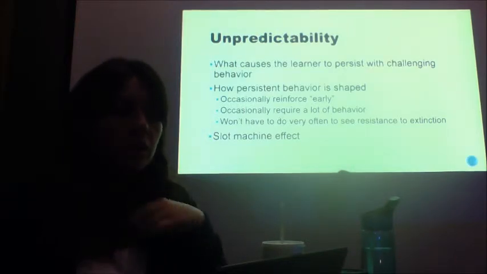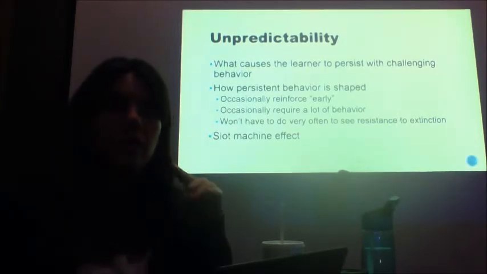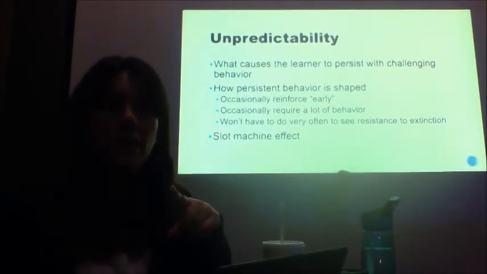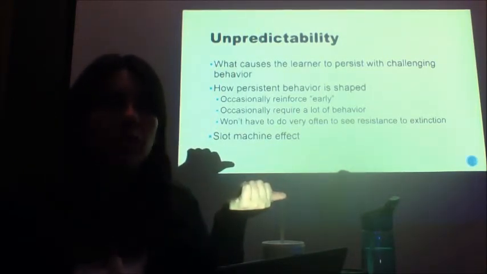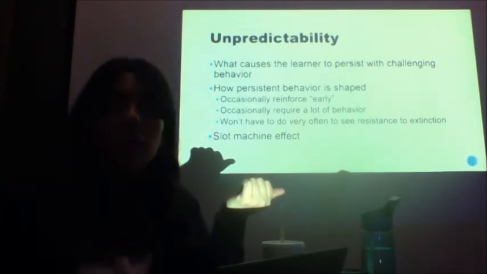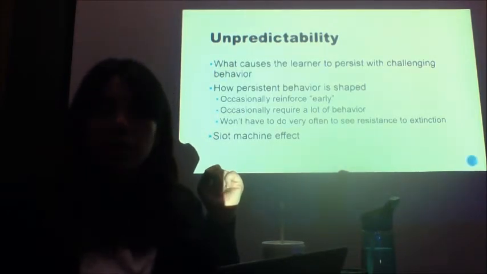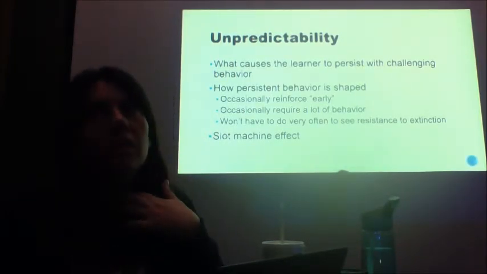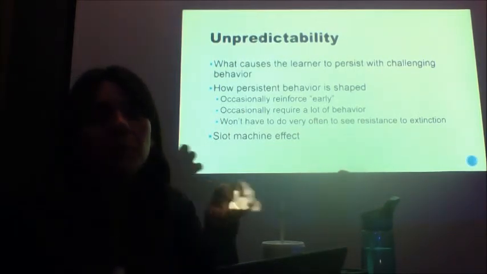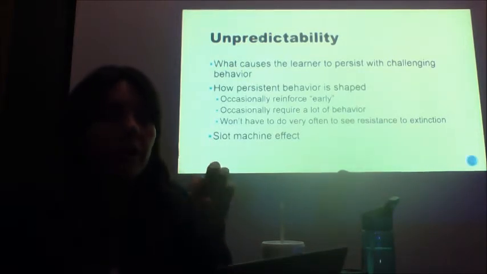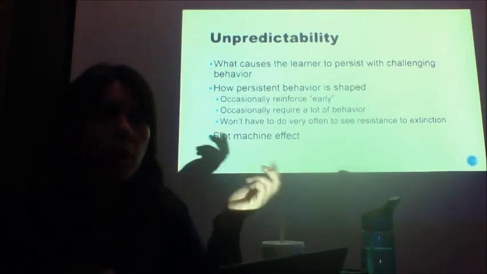Unpredictability is what causes the learner to persist with challenging behavior. So this is what we see when kids engage in target behaviors or challenging behaviors, like elopement or aggression, because it gets out of the task. It doesn't get it out every single time, but they still do it. And why? It's because of this schedule. So sometimes, if a kid talks back to their parent and says, I'm not going to do it, sometimes the parent follows through and is like, no, we're doing it. But sometimes they don't. So the kid doesn't know whether that behavior will work. So why not try?